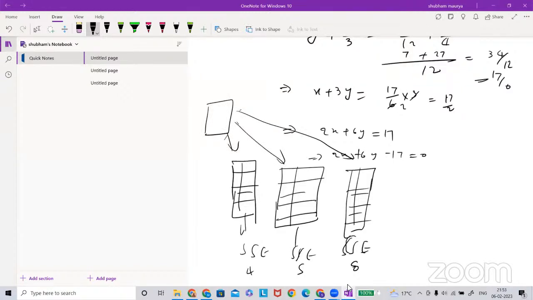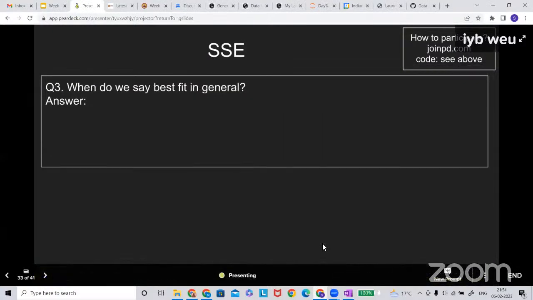Which one is going to be the best SSC, the best fit? Which data is going to be the best fit for this information? The minimum value is going to be the best fit. We'll see with an example, don't worry. We'll see it while solving the example. Okay, sir.